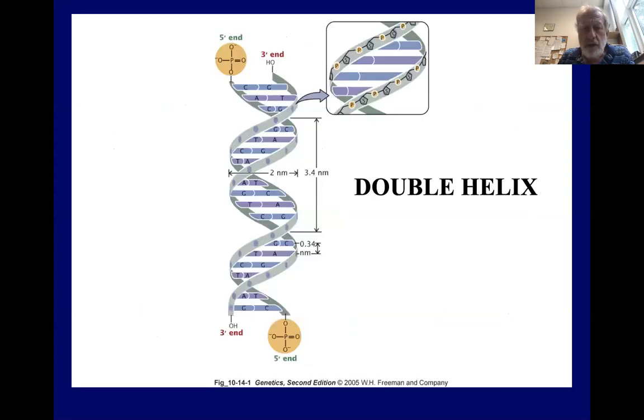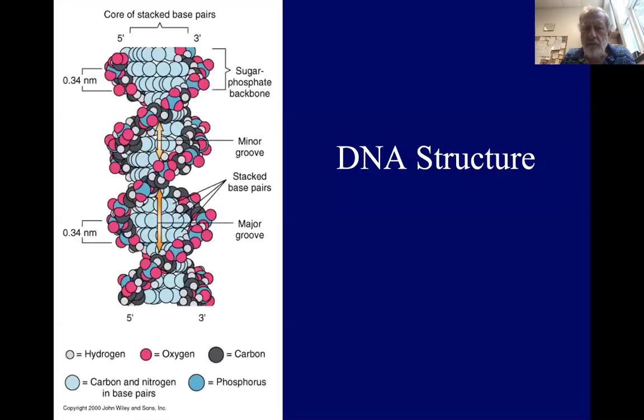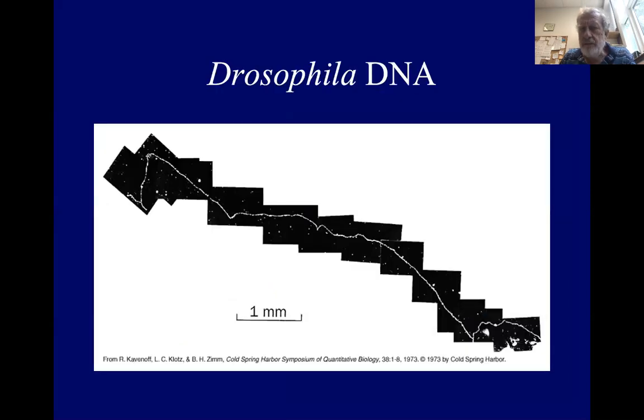So here's the double helix structure of it. We can see the minor and major grooves there. This has them labeled, major grooves and minor grooves. These are important for the attachment of proteins to the molecule. This shows that again. Here's some Drosophila DNA, so several millimeters worth of DNA is coiled up in every cell nucleus in a fruit fly's body.